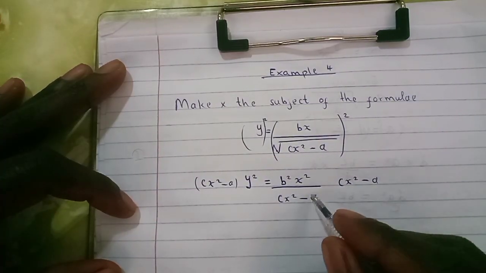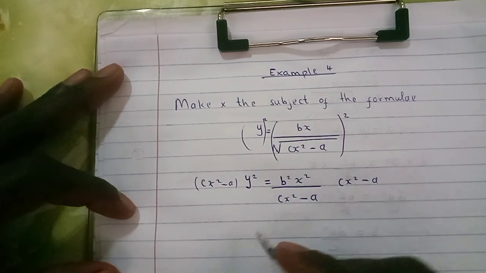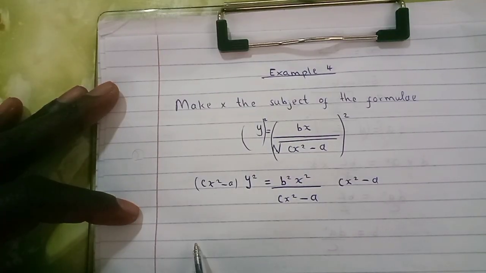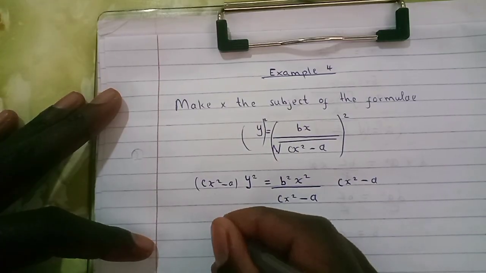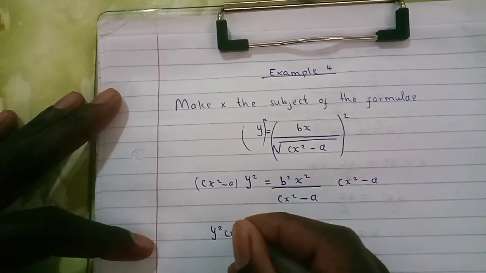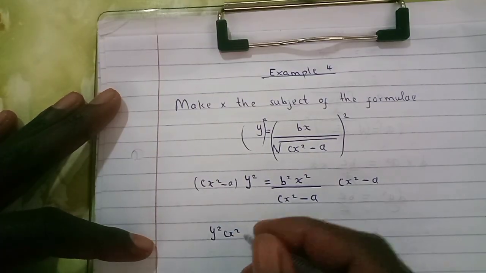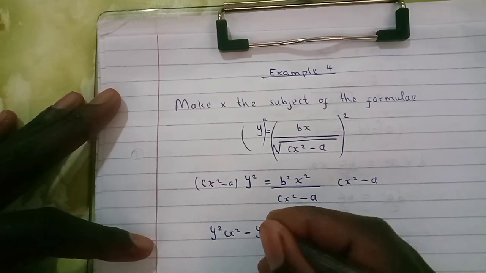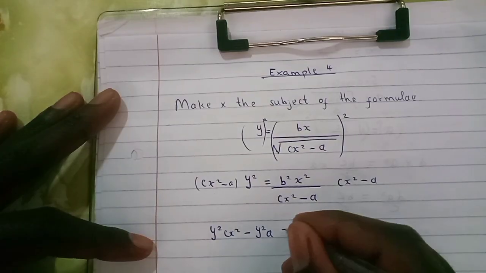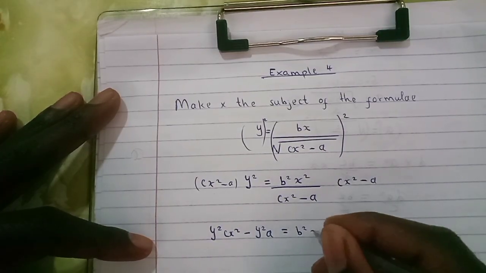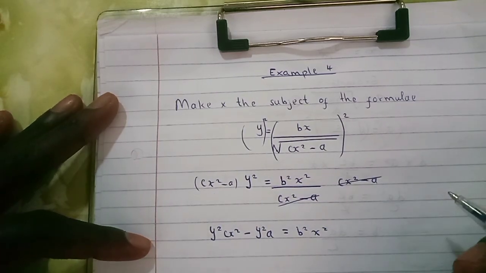So, cx squared minus a and cx squared minus a cancel. So we will remain with, if we expand the left hand side, we are going to get y squared cx squared. That one I have multiplied y squared by cx squared, minus y squared a. I have multiplied y squared by a, is equals to b squared x squared, since these two have cancelled.